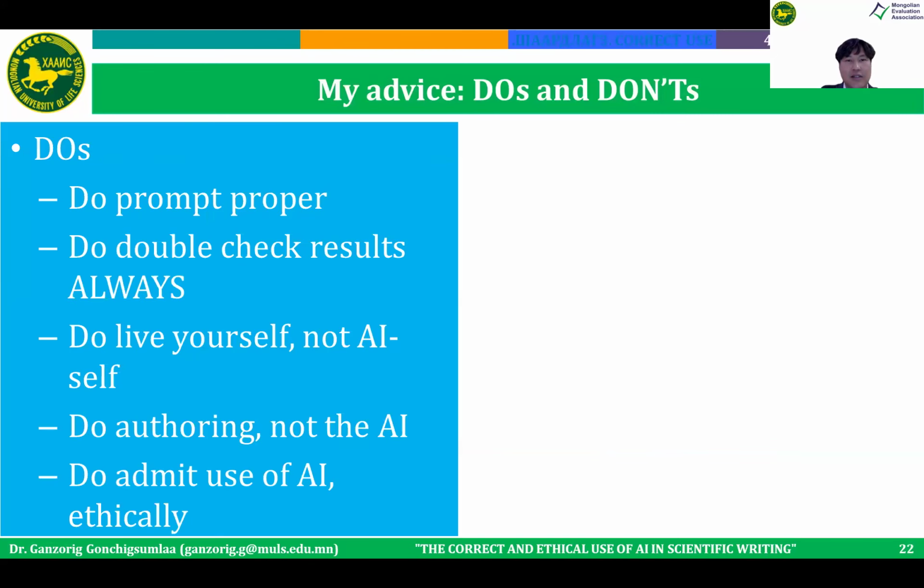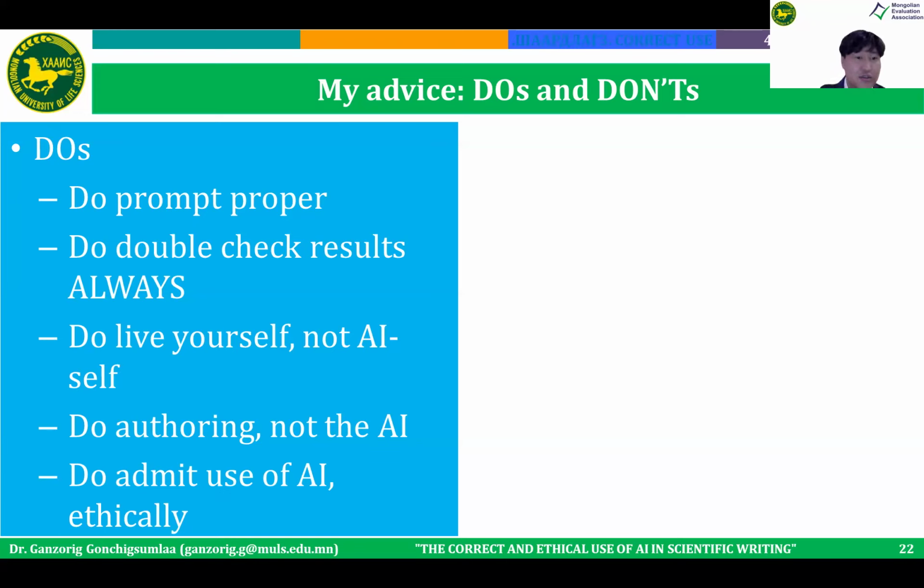So my advice for the use of AI in scientific writing: the do's and don'ts. You do prompt properly. Sometimes prompting, or giving a command in the wrong way, using wrong words, gives you not good answers. And do double check results always, and believe in yourself, not in AI itself.